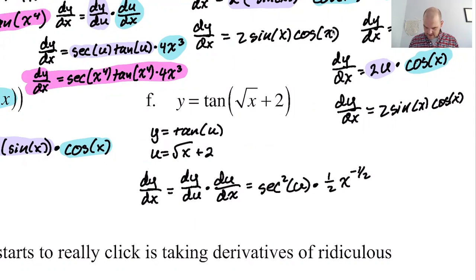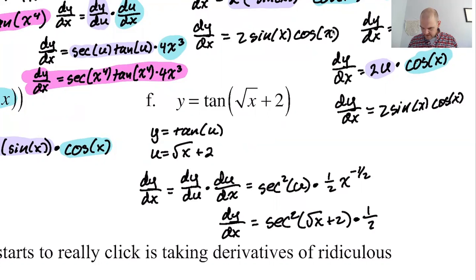So we get this, and then finally we'd want to write dy/dx as a function of x, not a function of u and x. But u is equal to the square root of x plus 2, so we can do it. So secant squared of the square root of x plus 2, and then times... there are ways you can simplify this, but I don't really think it's going to look all that much better.